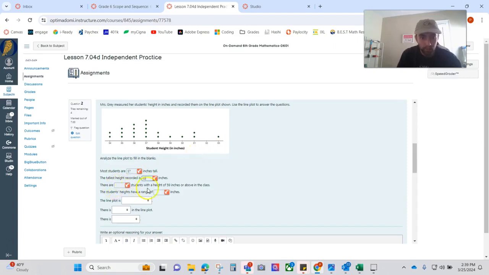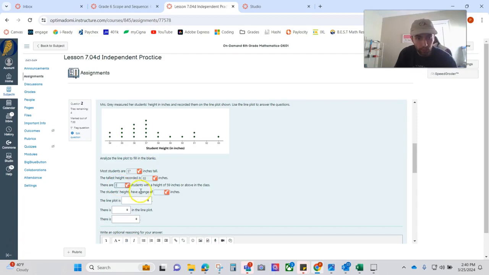There are blank students with a height of 59 inches or above. Here's my 59 inches. One person is 59 inches, but that's not what it asked. It asked how many are 59 inches or above. So 59, 60, 61, 62, 63. How many students are more than 59, or also 59? 1, 2, 3, 4, 5.